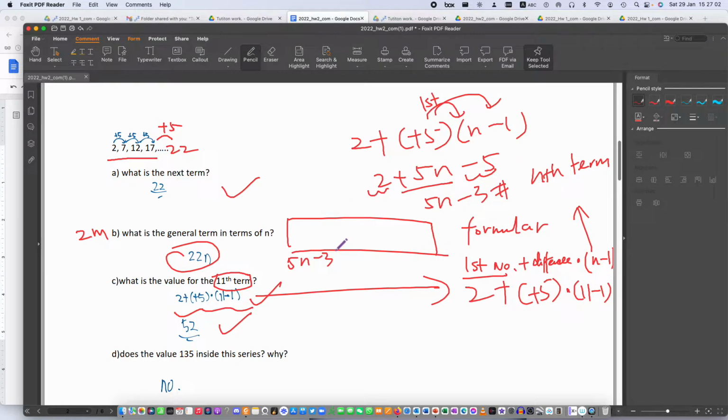Are you clear? So it's not 22n. I don't know how you get 22n. And by the way, you should know that 22n is wrong, right? Because first thing first, in order to get the n, you need to use the formula. And you didn't use the formula, so most likely you are wrong.